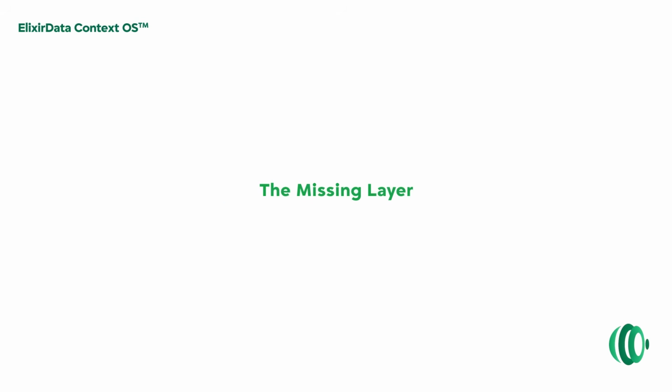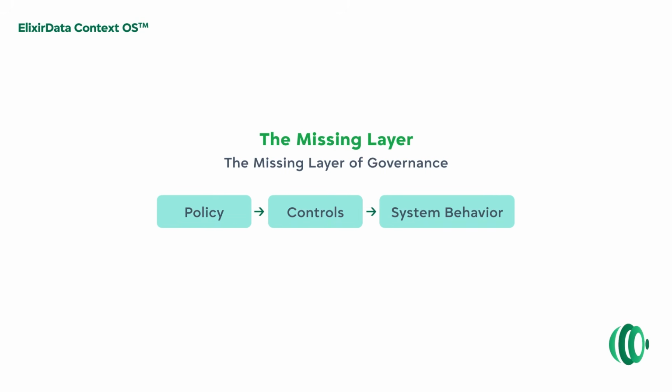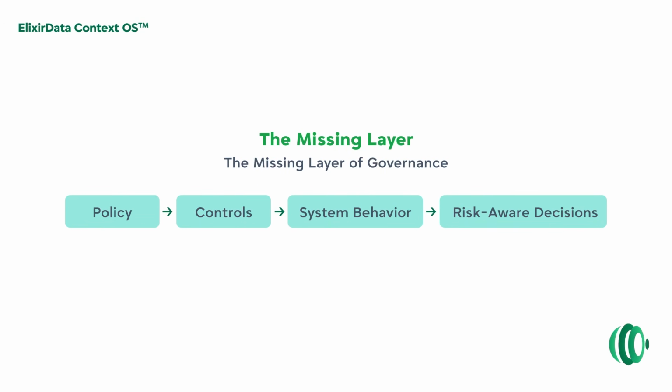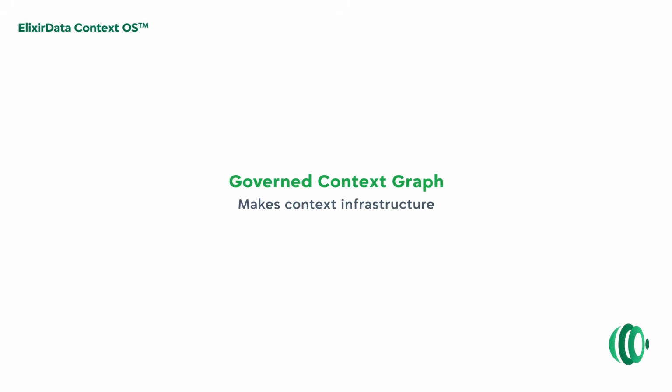The missing layer. What's missing is a system that connects policy intent, controls and ownership, system behavior, and risk-aware, audit-ready decisions. Without continuity, governance is always retrospective. With it, governance becomes continuous and proactive. This is the role of the governed context graph in Context OS, making governance context first-class infrastructure.